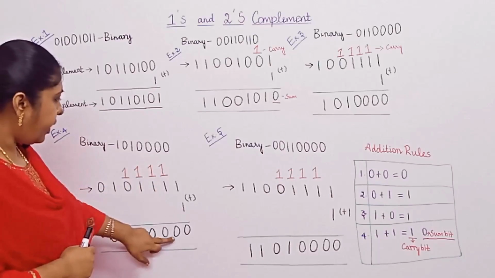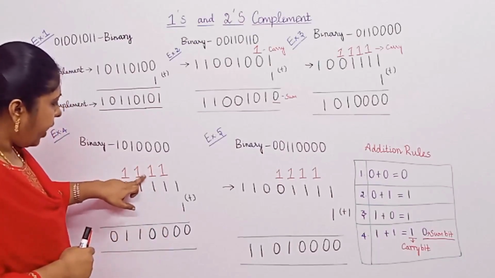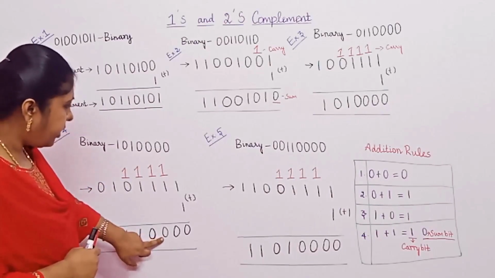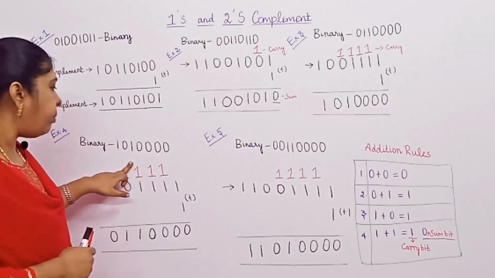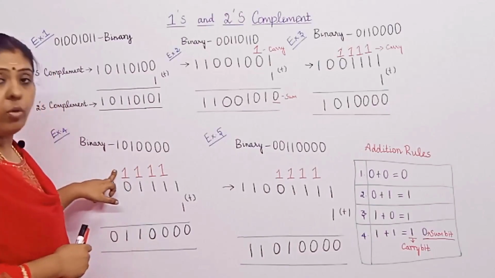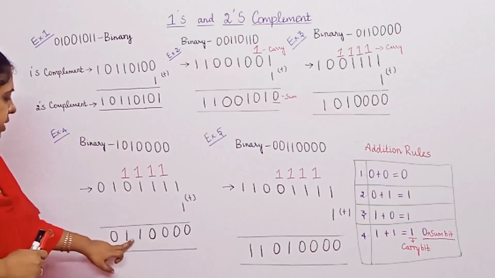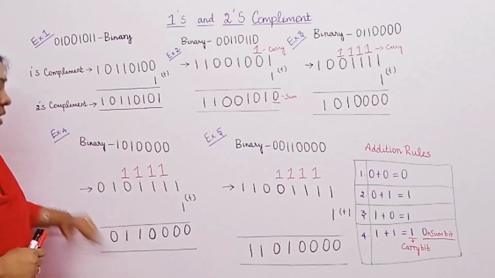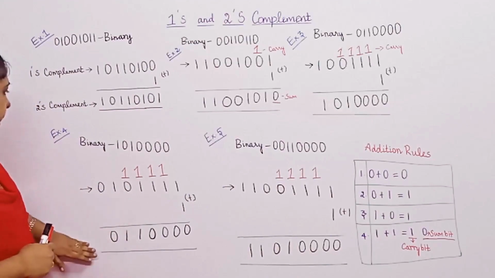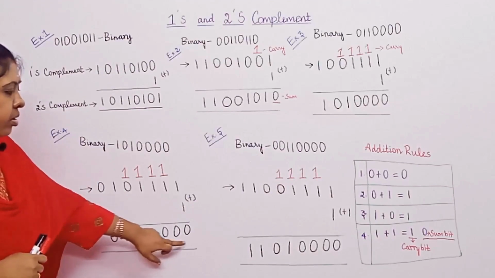So 1 plus 1, again 0, with 1 in the carry bit. Again 1 plus 1, 0 in the sum bit, 1 in the carry bit. Again 1 plus 1, 0 in the sum bit, again 1 in the carry bit. So now 1 plus 0 gives 1. This 0 1 is repeated as it is. So the 2's complement number is 0110000.